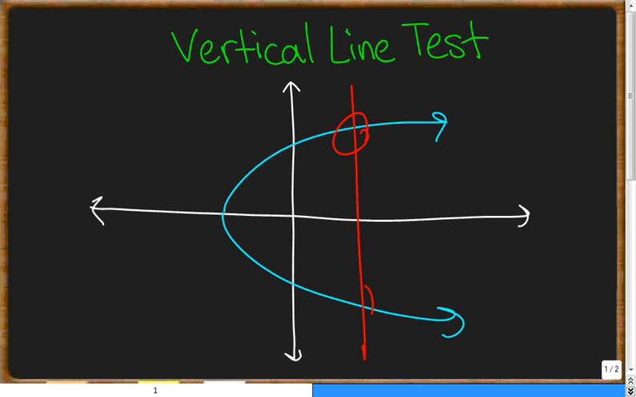So we've talked about this before, but the main concept of the vertical line test is that you can't draw a line anywhere that touches your function twice, and for it to also be a function.